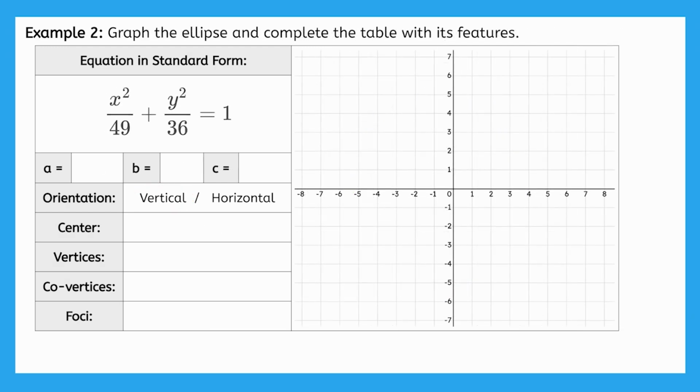Let's wrap up our lesson with one last example. Graph the ellipse represented by the given equation and complete the table with its features. Pause the video and try it out on your own.